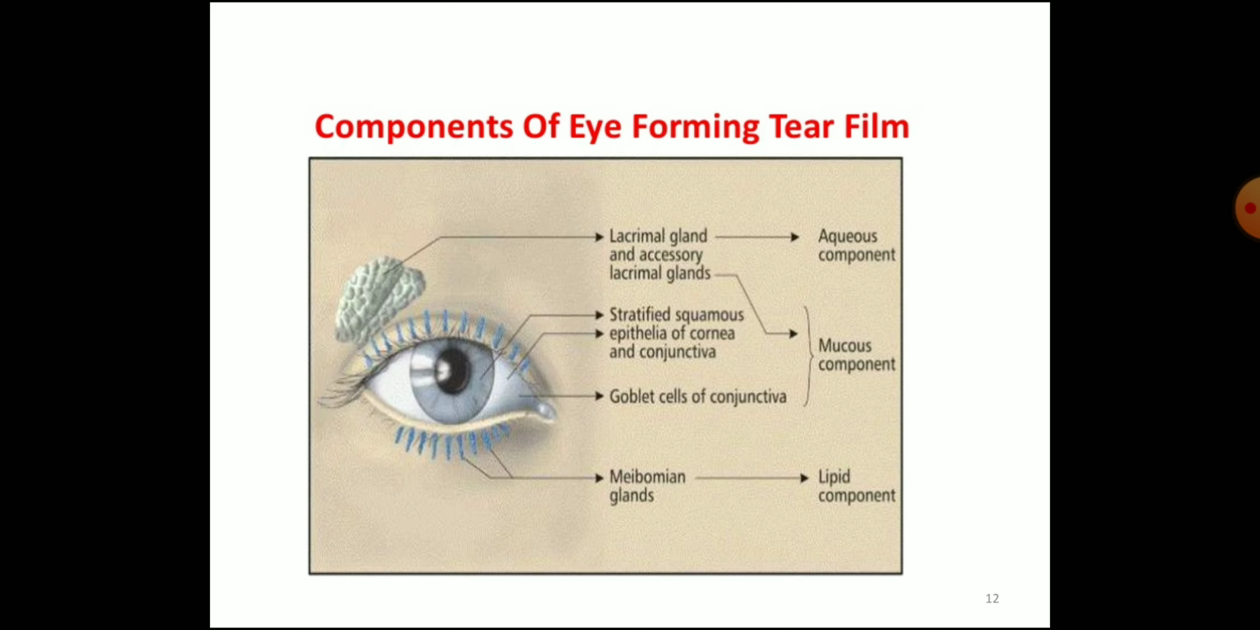So in this diagram, you can see the various layers and the glands from which they are secreted. Aqueous layer, that is the lacrimal glands and the accessory lacrimal glands, and the mucus component is from the various goblet cells, and then the meibomian glands produce the lipid component.